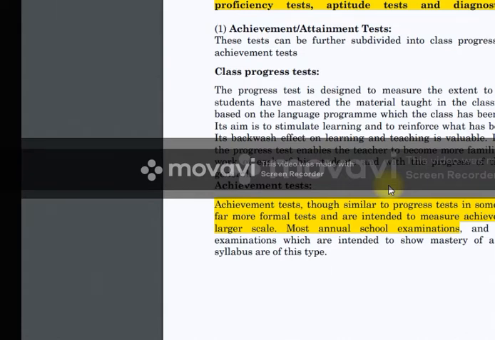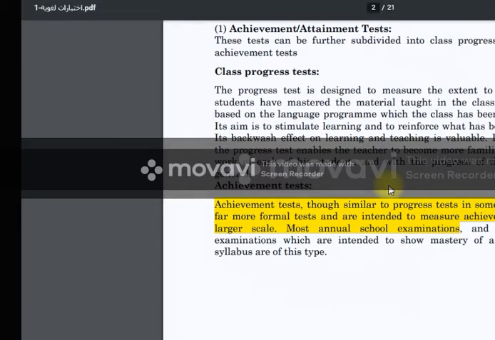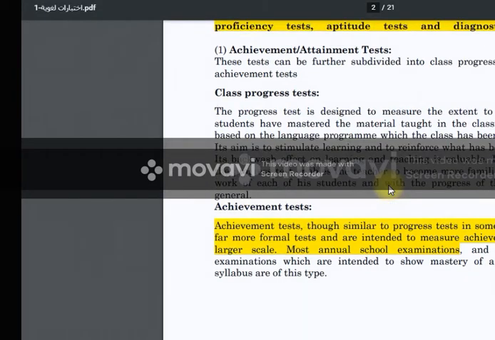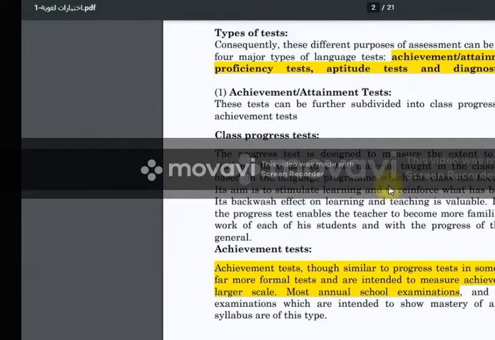In order to apply for MA program, you have to pass an English test. Is it an English test? Am I right? Yes, sir, you are right. What is the type of this test? Proficiency test.